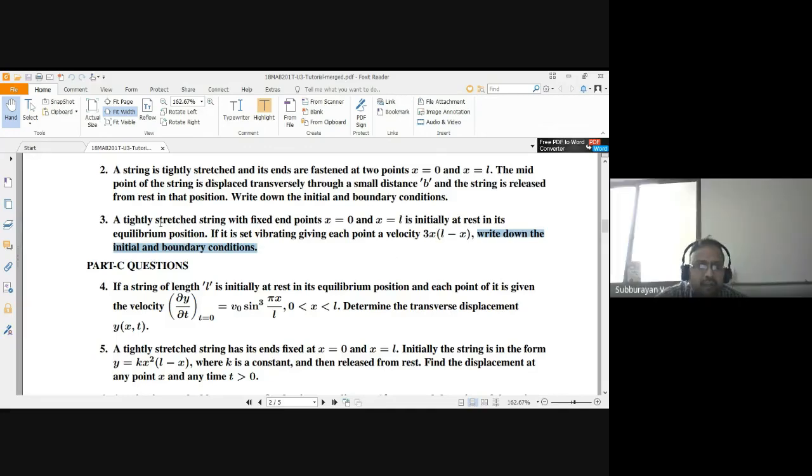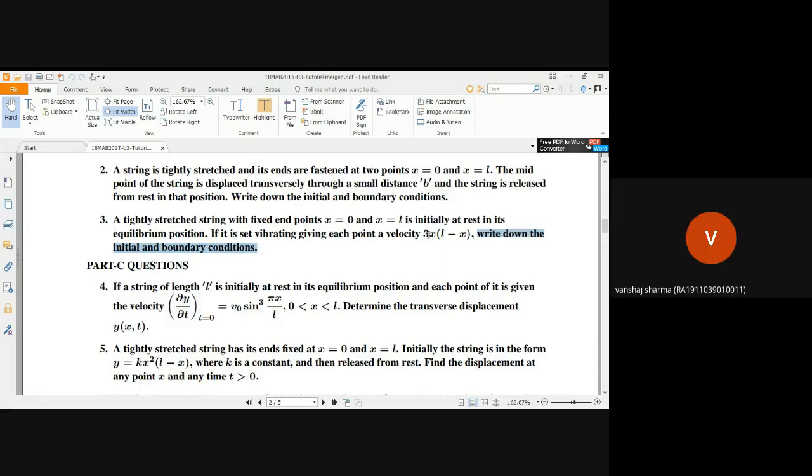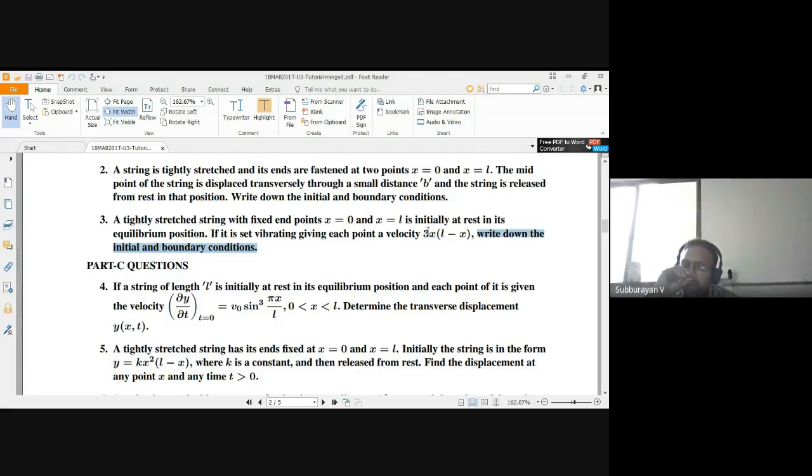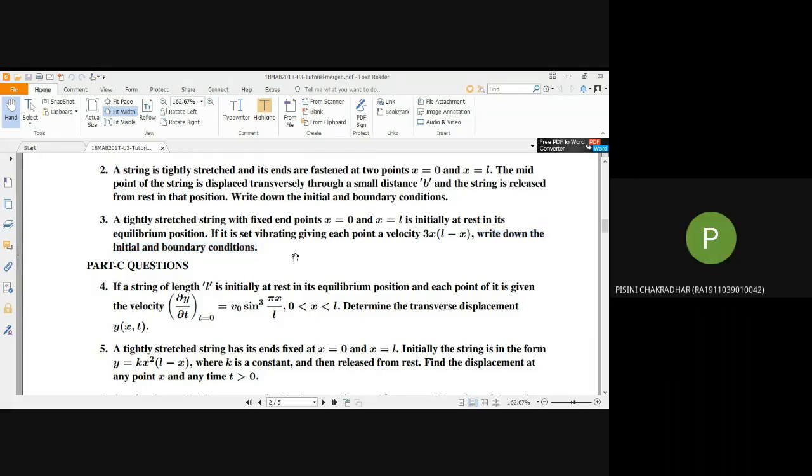No, I'm talking about question number 3. Okay, sir. Y of x comma 0 is equal to 3x into (L minus x). Y of x comma 0 is given. Look at this. Yt of x comma 0 will be 0 only, sir. Initially it is at rest, no, sir.